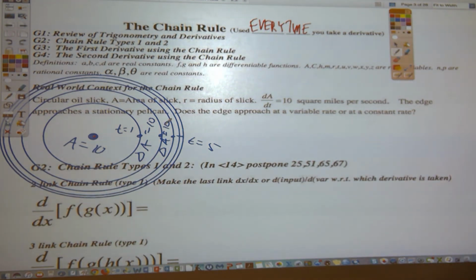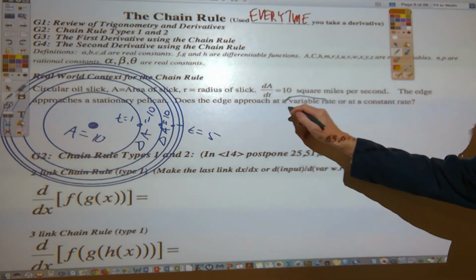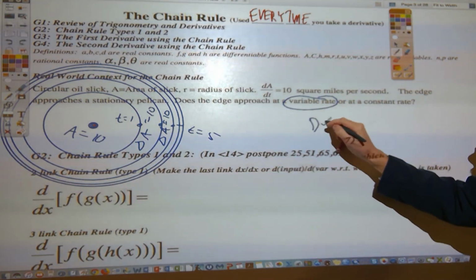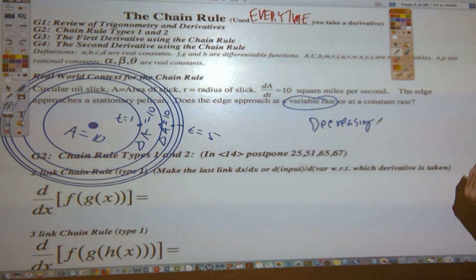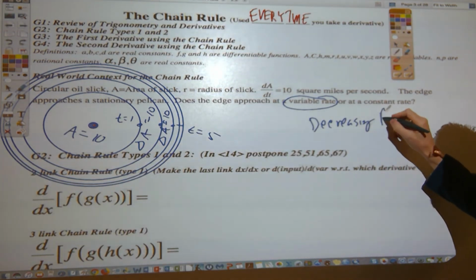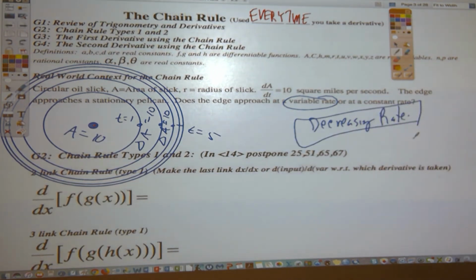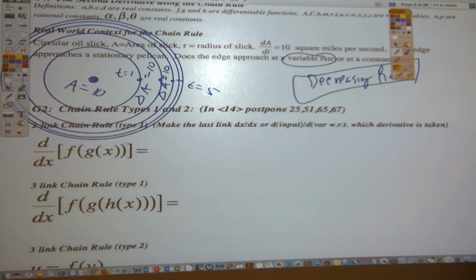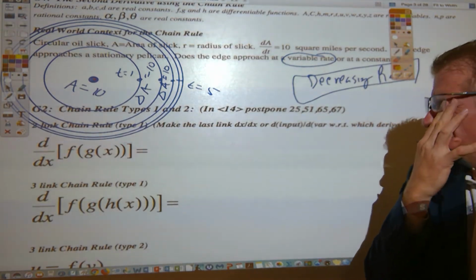Now, we're going to refer back to that. But again, the answer is not only is it a variable rate, it's a decreasing variable rate. The edge is approaching the pelican at a decreasing rate. It's variable, and on top of that, it's decreasing. Okay, here we go. How do you find a derivative using the chain rule?